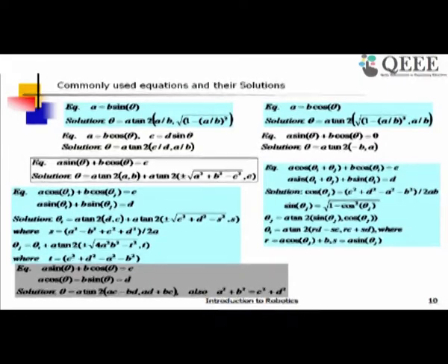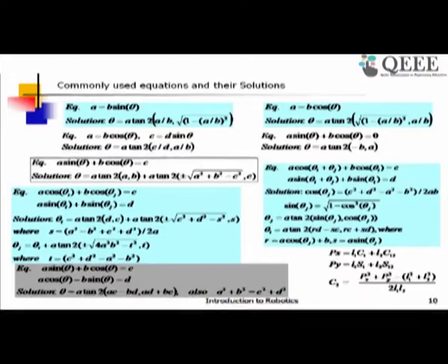If you can bring this into any of these standard formats I have shown, then the solution can be easily obtained. You don't need to go for the substitution we discussed in the previous example, because these actually come from those substitutions. The solution is already given, so you can simply use these to solve the inverse equations.